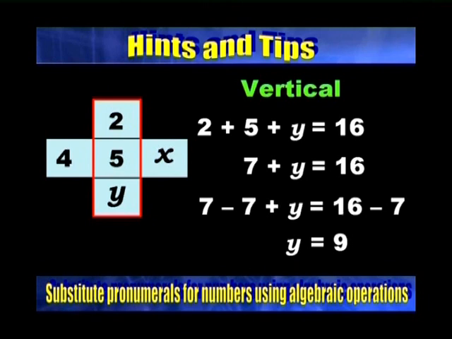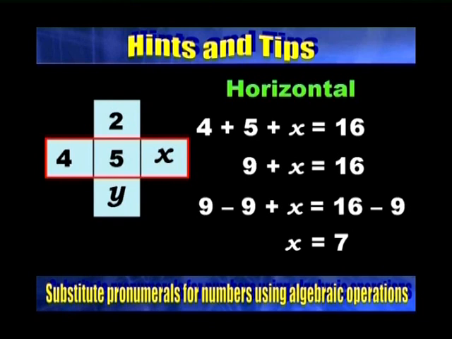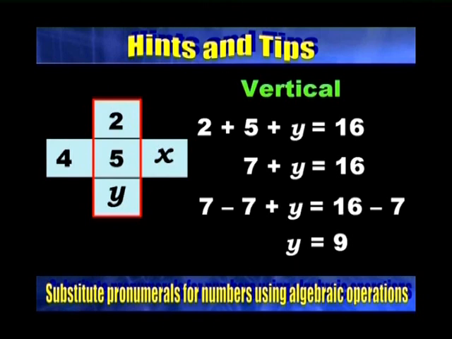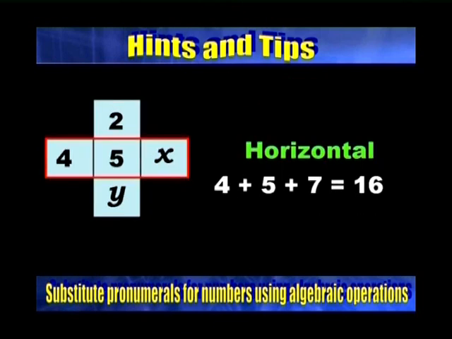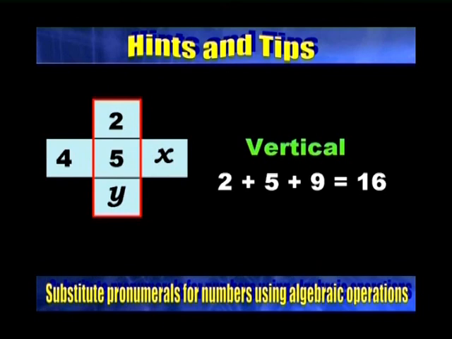Let's confirm and check if our answers are correct. All right, remember the value of x is 7 and the value of y is 9. So let's add the horizontal line. 4 plus 5 plus 7 is equal to 16. And the vertical line, 2 plus 5 plus 9 is equal to 16. With that, we've substituted pronumerals for numbers using algebraic operations. With that, let's move on to our lesson for today.